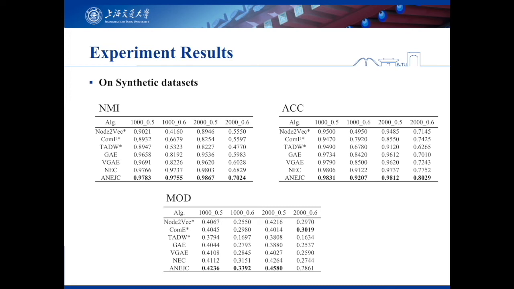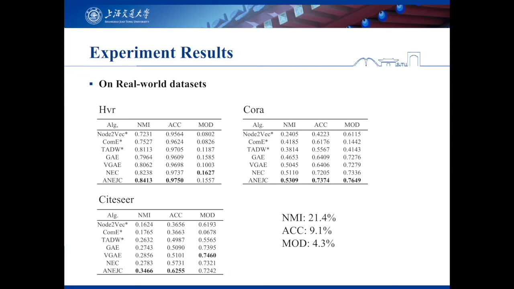On synthetic datasets, as we can see, the NMI and ACC of ANEJC on the four synthetic datasets are better than the existing highest values, except that the modularity of ANEJC on one dataset is slightly lower than that of COM-E. It is also better than the highest value in other datasets. Notably, all results are improved compared with NEC. On real-world datasets, as we can see, ANEJC gets at most 21.4% improvement in NMI, 9.1% improvement in ACC, and 4.3% improvement in MOD. Thus, the experiment results on these three real-world datasets show that ANEJC is more effective than other state-of-the-art network embedding algorithms in clustering.